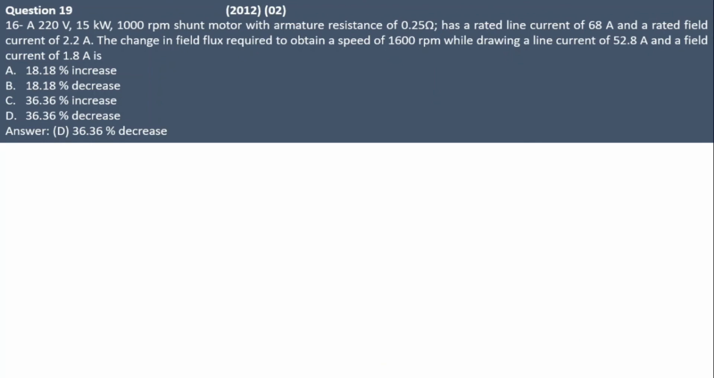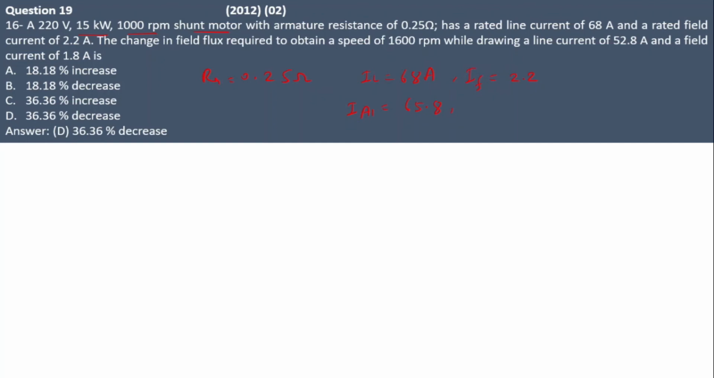ये 220 वोल्ट 15 किलोवाट 1000 rpm shunt motor with armature resistance Ra how much? 0.25 ohm. This is also a shunt motor. Has a rated line current of 68 amps. At rated field current it is given to you, so easily you can find out the armature current. 68 minus 2.2, how much? 65.8.